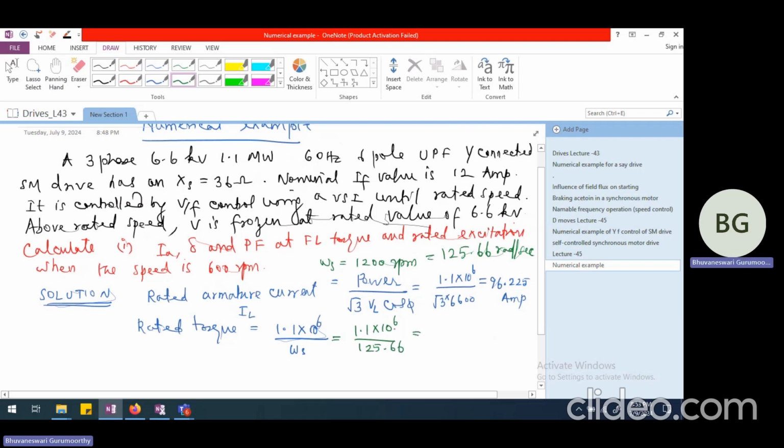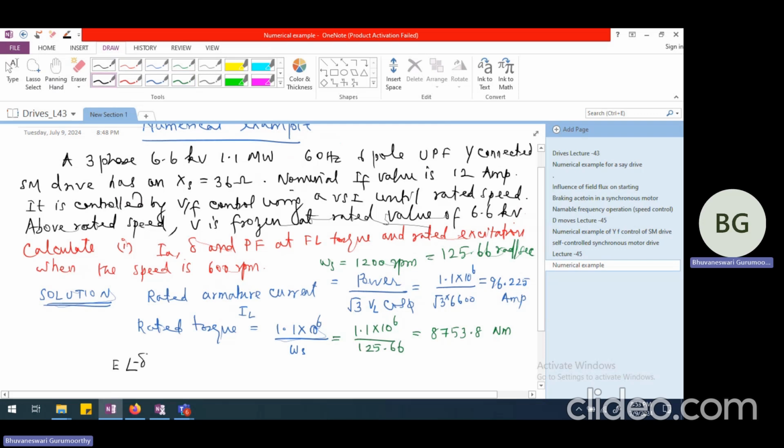So we can use that 125.66 radians per second here, and that will give us the torque value. And the torque value happens to be 8753.8 Newton meter. That is the rated torque value. Now, let us first of all try to calculate what is the value of excitation voltage.